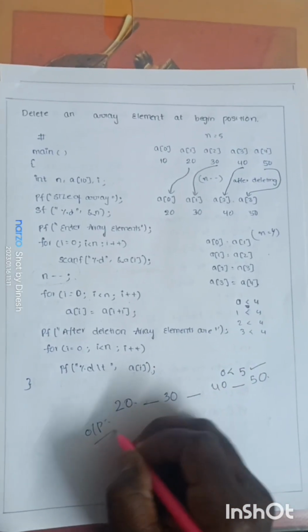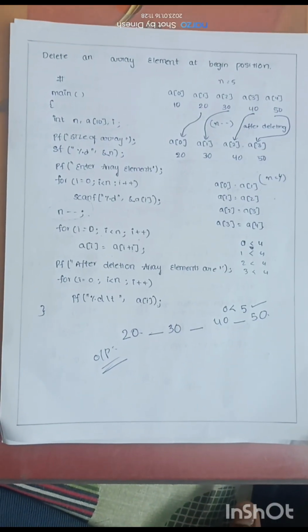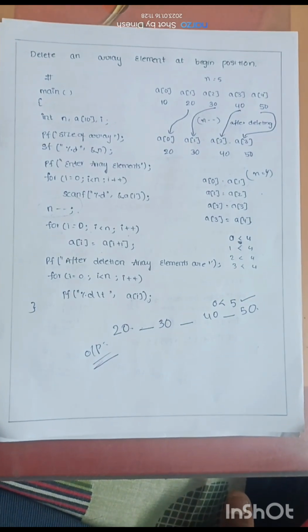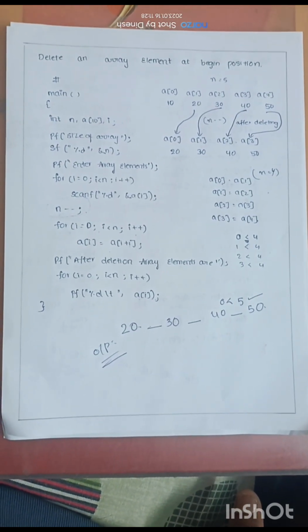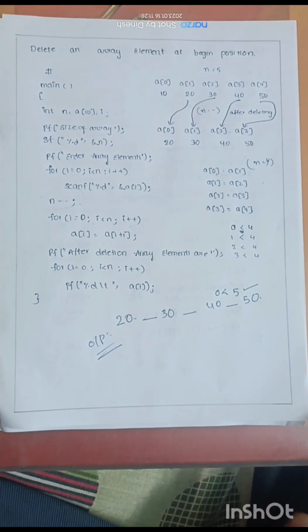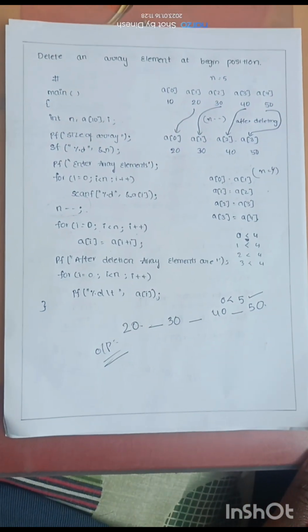This is the output. This is all about arrays: array definition, declaration, array initialization, array accessing, memory representation, and finally array operations.